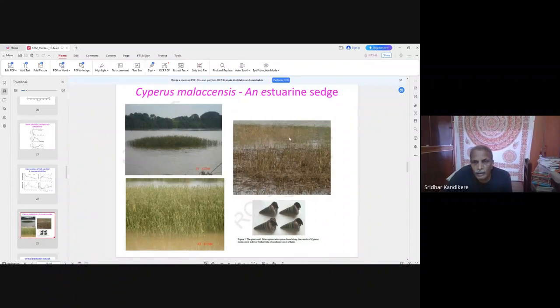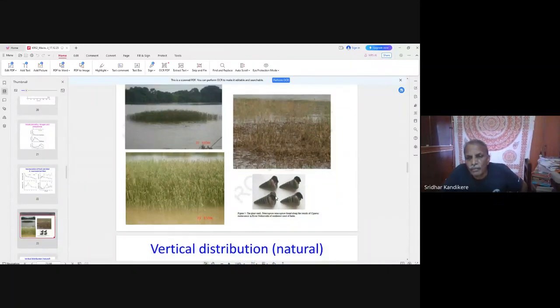The upper region, whatever biomass is built up here, will be pressed into the water because of waves and other reasons, maybe wind. But interestingly, the sedge has a rhizome. The rhizome is perennial, but the above-ground biomass is seasonal. It produces this and then it will die. And this dead material is food for a type of snail known as Telescopium telescopium.